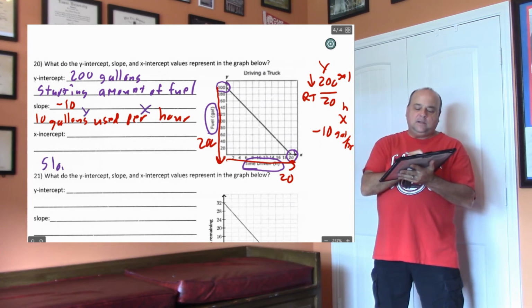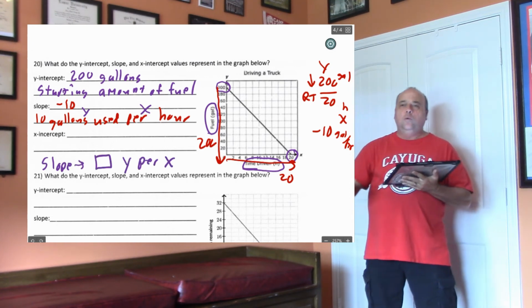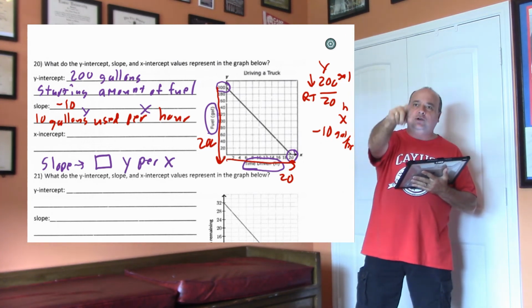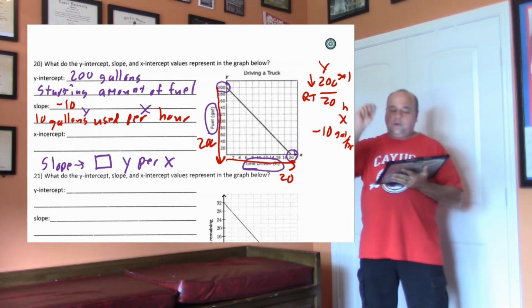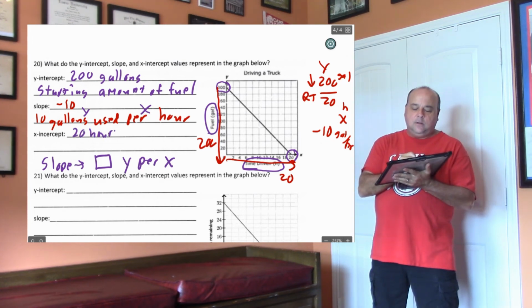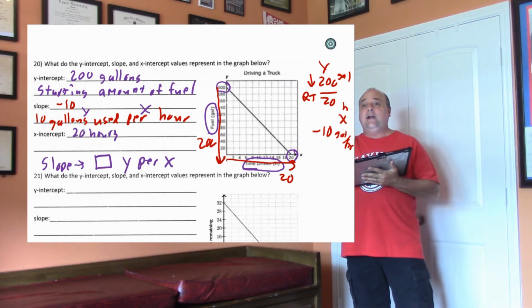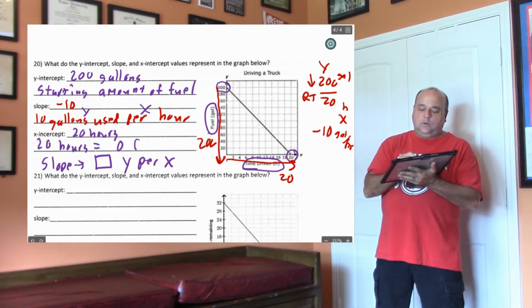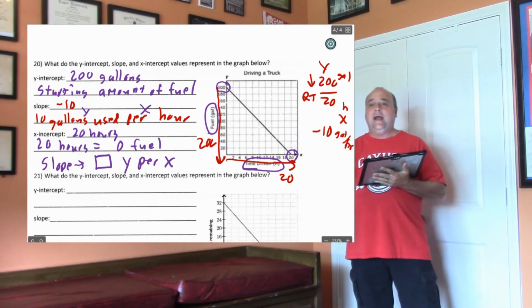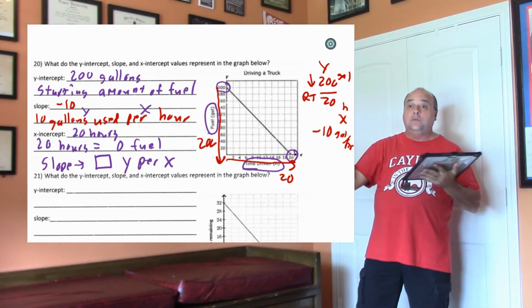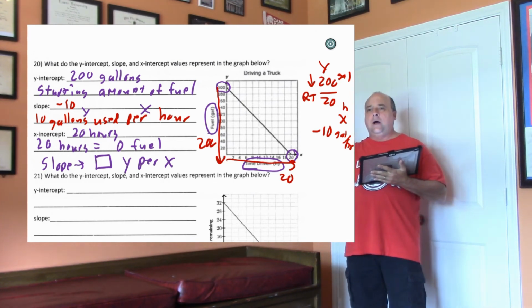So your slope, y'all write this down, your slope is always a number and then y per x. Whatever your y label is, that's your dependent variable. And per your x is, that's your independent variable. Those two words go into your slope every single time. Now then, my x-intercept is 20 hours, isn't it? The x-intercept is when you run out of your y. So 20 hours equals 0 fuel, or 0 gallons, right? At 20 hours, I will be out of fuel. That's what the x-intercept or the 0 means. It's when you run out of y.